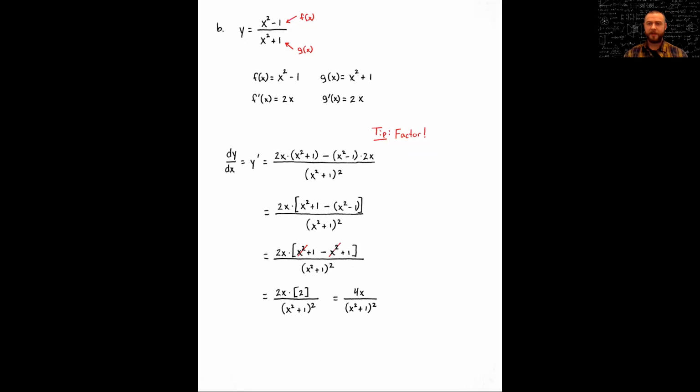I'm pretty sure I checked using a very complicated algorithm before class. 2x times 2 is 4x. So we get our numerator 4x, and then the denominator x squared plus 1 squared. Okay, and that is it.